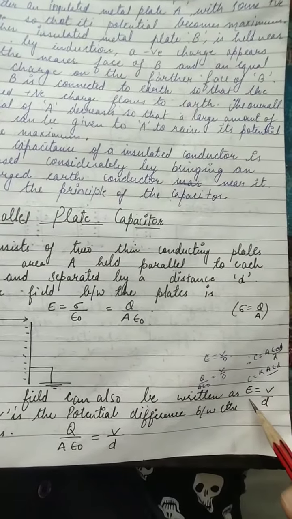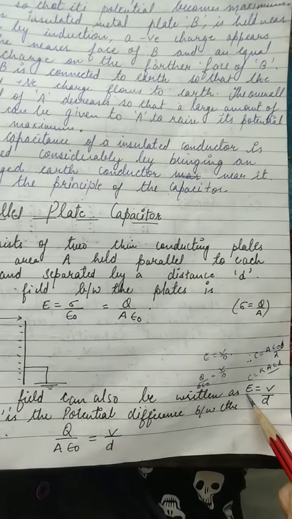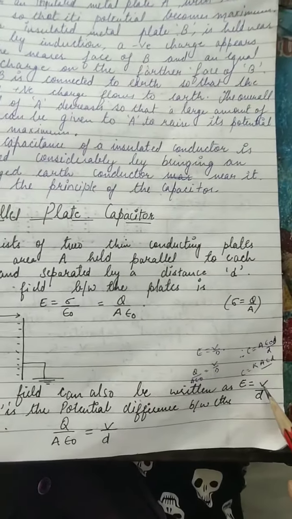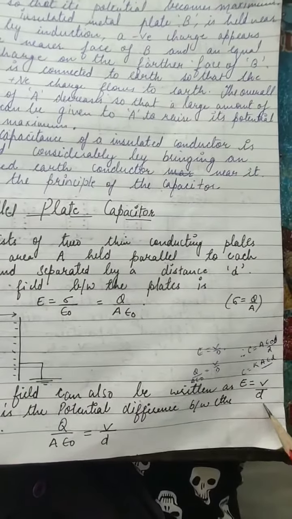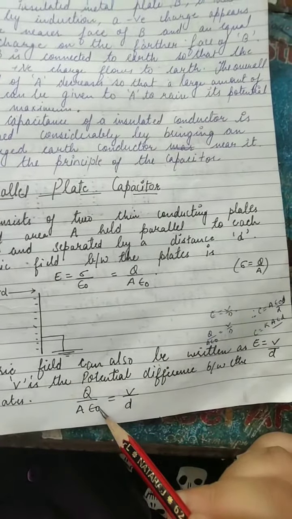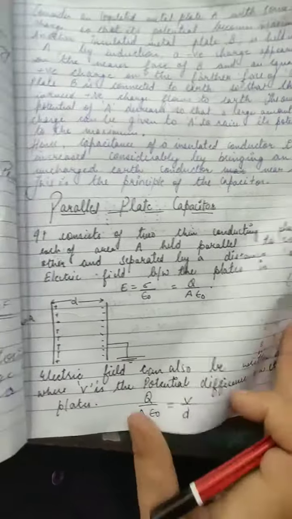Another formula we had discussed is E equals V upon d, because V is a potential and E is an electric field. For E we are getting 1 upon 4 pi epsilon naught Q upon r square, in the formula of 1 upon 4 pi epsilon naught Q upon r. So you can write E is equal to V upon d. Compare both formulas: Q upon A epsilon naught, and V upon d.